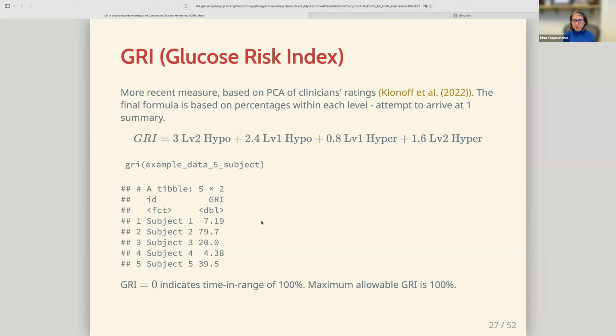It's a maximum of 100%. 0 means you are in range 100%. So 0 is good, 100% is bad. So based on this measure, subject 4 and subject 1 will rate the most favorably in terms of the glycemic control. Subject 2 will be the least favorable.